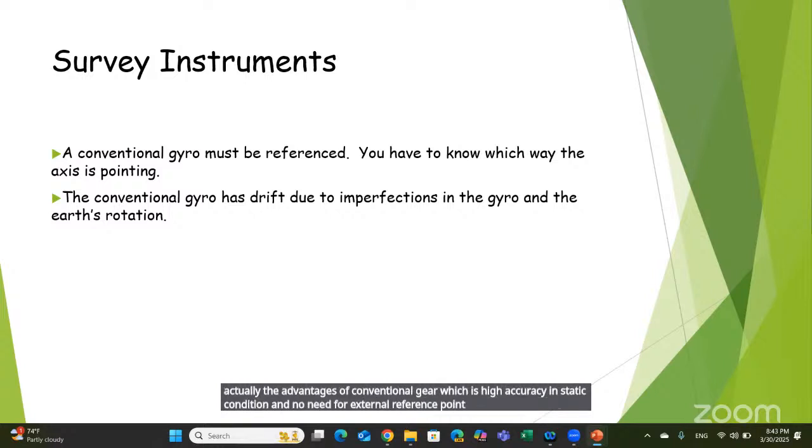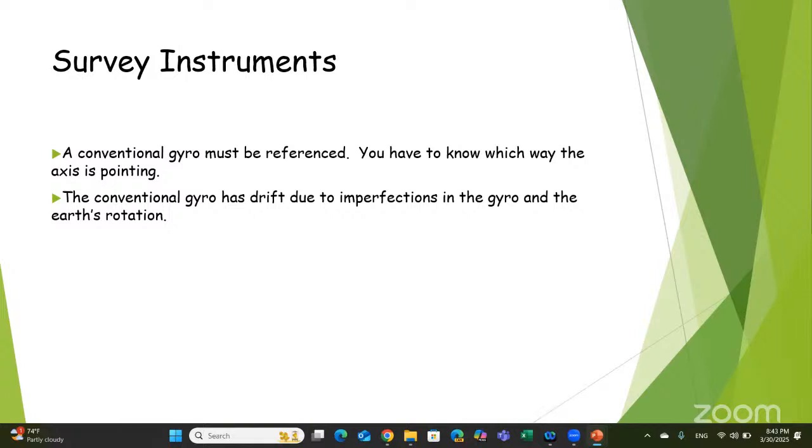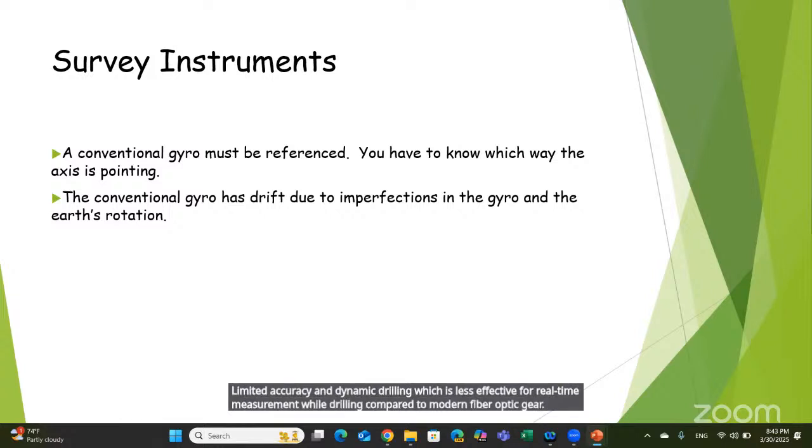And the limitations of conventional gyro are low data acquisition, sensitivity to mechanical shocks, and limited accuracy in dynamic drilling, which is less effective for real-time measurement while drilling compared to modern fiber optic gyro.